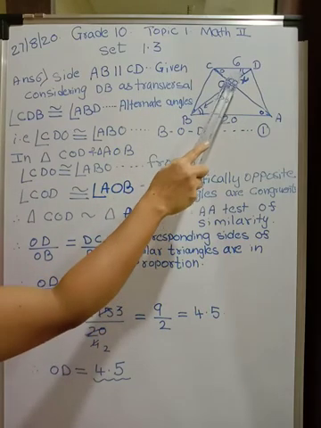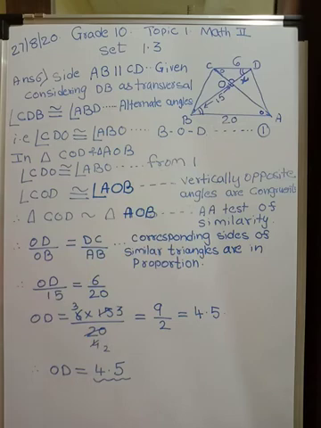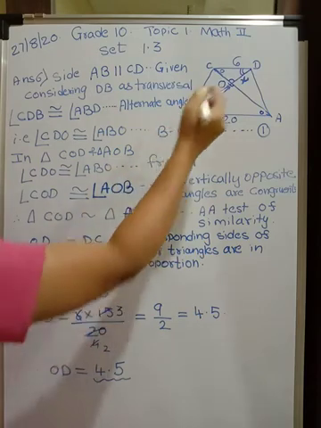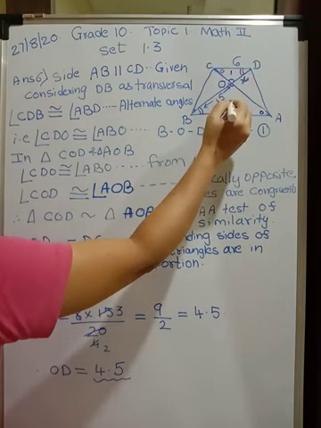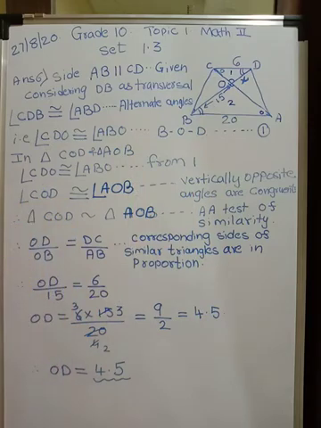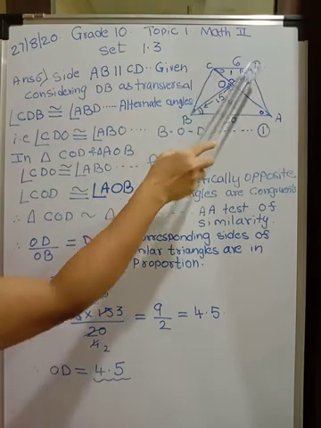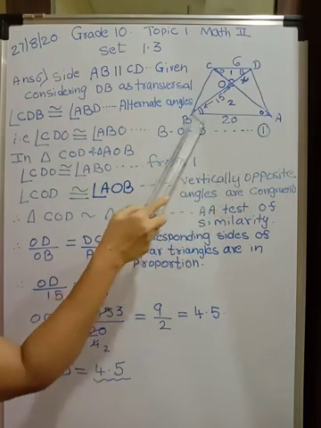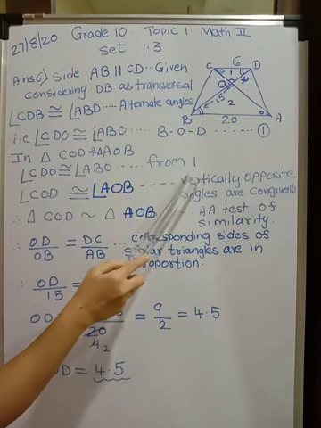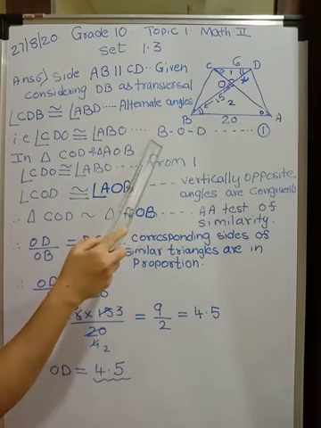Now if we consider this small triangle as triangle 1 and the one below as triangle 2, then in these two triangles I have written over here that angle CDO is congruent to angle ABO. We have seen this from the first step.